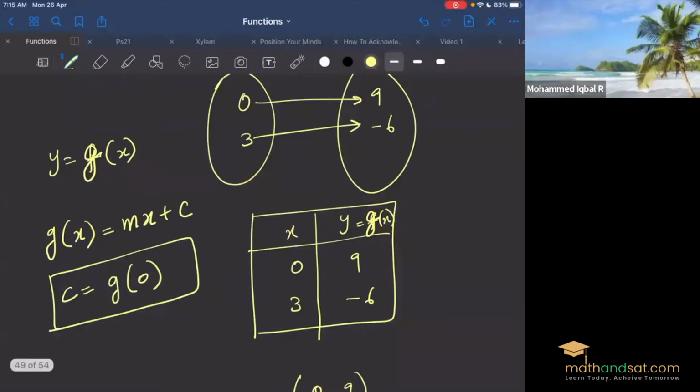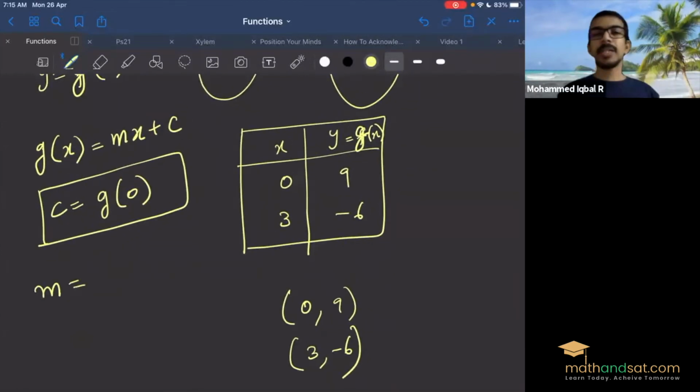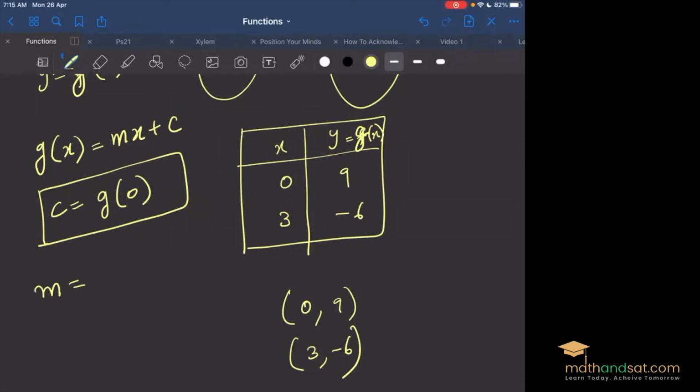What is the significance of m? M corresponds to the slope, which is change in y over change in x.